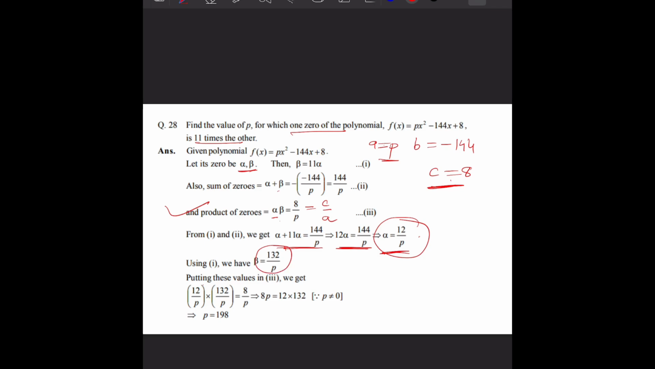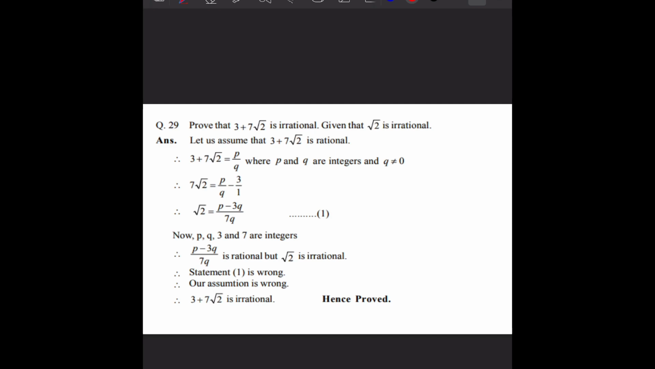12 इंटू 132 पी इंटू पी. एक पी कैंसिल हो जाएगा. ये पी इधर चले जाएगा. 8p is equals to 12 into 132. Therefore, p is equals to 198. That's the calculation. So, what is the value of p? The value of p is 198. Let's solve the next question. Next question is question number 29.